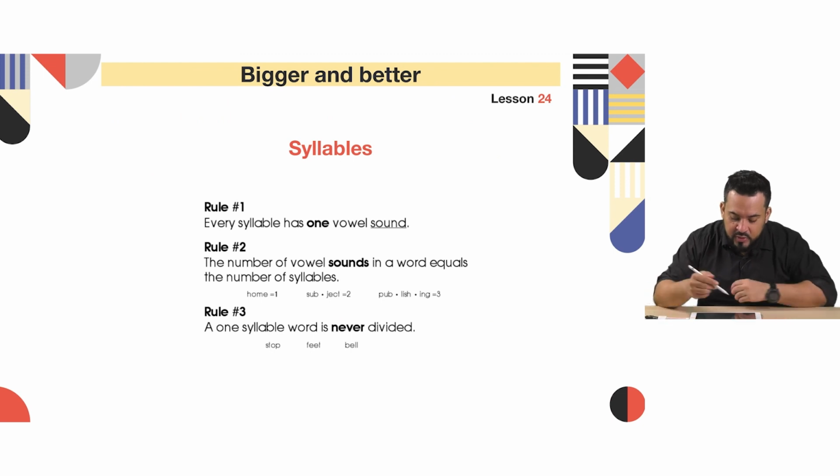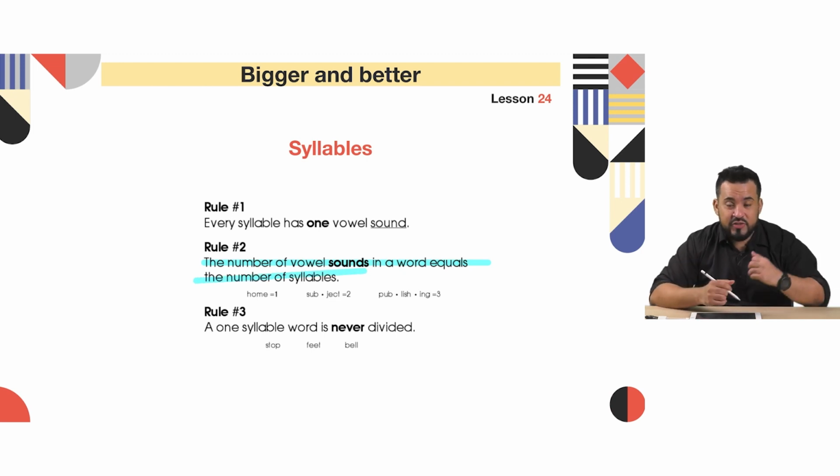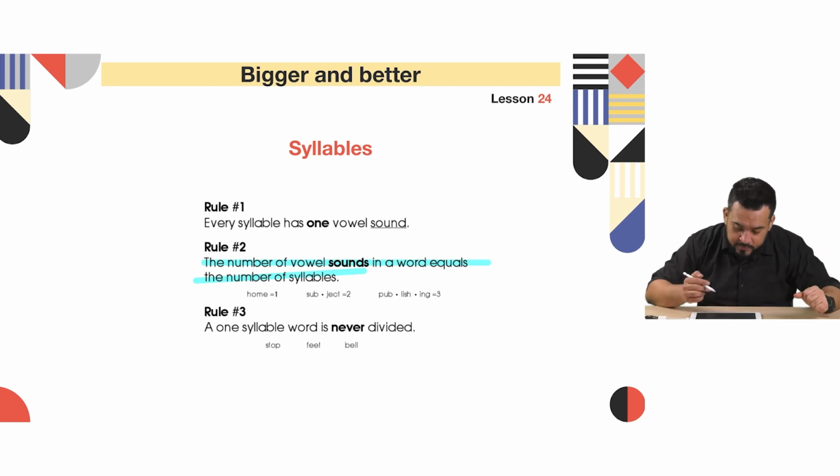Rule number one for syllables: every syllable has one vowel sound. Rule number two: the number of vowel sounds in a word equals the number of syllables. Like if you say interesting, the first syllable, in, has the I sound. The second syllable, res, has the E vowel sound. Ting again has the I sound. Interesting has three vowel sounds, three syllables.